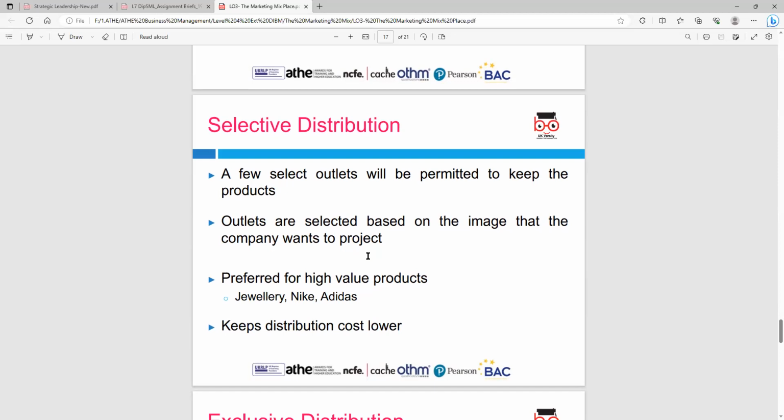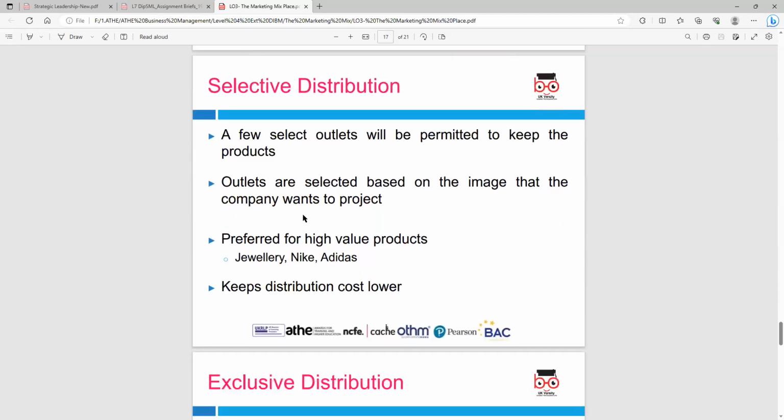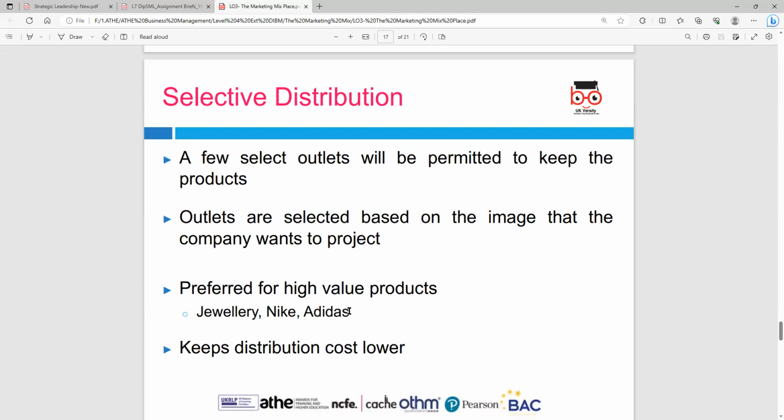So in order to use selective distribution, you select a few outlets to keep your products. You select these outlets based on their image, their reputation, maybe their financial strength, their credibility, or their previous record, correct? So you select people, and you make sure your product is sold through them, because they provide a good distribution cost. Maybe they also have a lower cost, or a low or preferred commission rate, okay? It depends how you select. So you select a few, not many, okay?